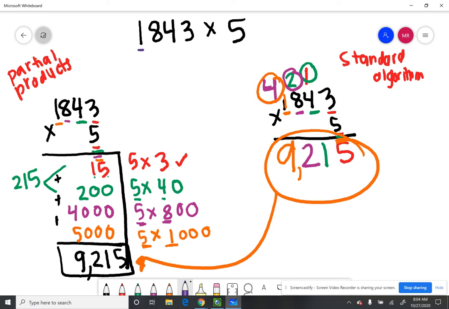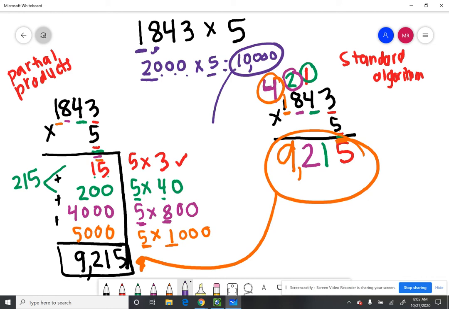I forgot that we should always estimate before we start. So I would have looked at my largest place value, it's a 1. I look next door, it's an 8. So I'm going to change this to 2,000 times 5. I know 2 times 5 is 10. Add the 1, 2, 3 zeros. Okay, my estimate would have been 10,000. Is that close to 9,215?